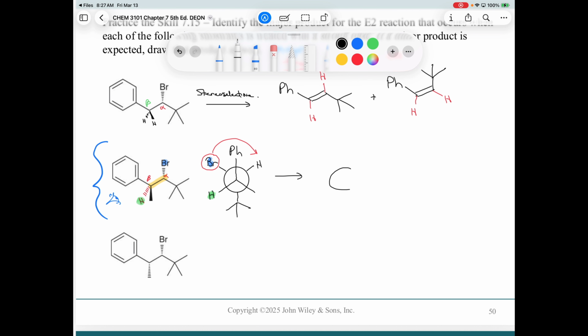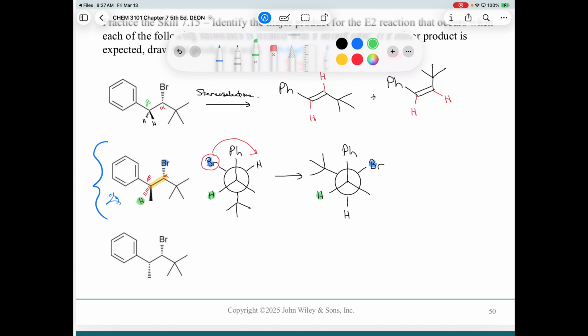All right, let's try this. Is that better? There we go. So we didn't touch the phenyl. We didn't touch the methyl. There we go. So now our bromine is over here. Hydrogen is over here.